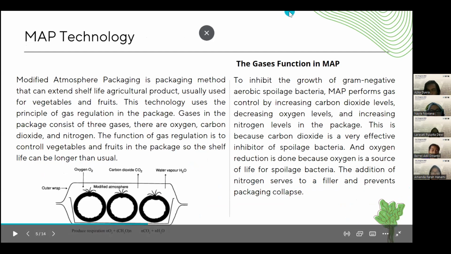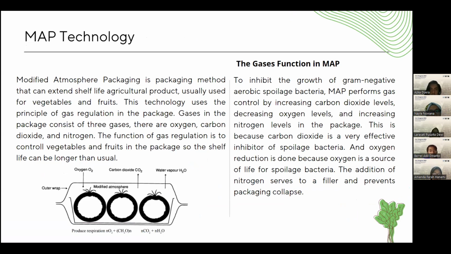Okay, next I will describe MAP. Modified atmosphere packaging is a packaging method that can extend the shelf life of agricultural products, usually used for vegetables and fruits. The principle of this technology is gas regulation in the package. The gas in the package consists of three gases: oxygen, carbon dioxide, and nitrogen. The function of gas regulation is to control the vegetables and fruits in the package, so the shelf life can be longer than usual.